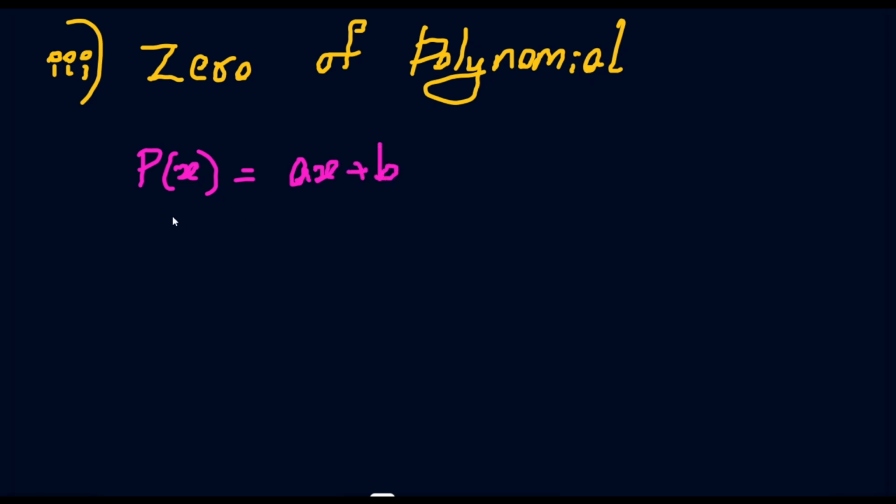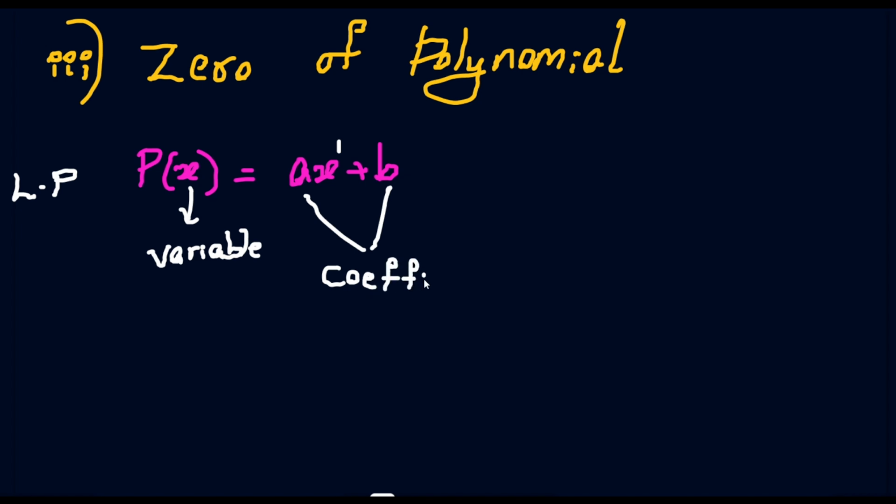Now, here we understand that in this polynomial the highest power is 1, so it is a linear polynomial, that is for sure. And what is the variable here? x is a variable. And what are a and b here? a and b are coefficients, coefficients of x and x power 0. And what is x here? Variable, right? And what is the degree? Here, the degree is equal to 1.